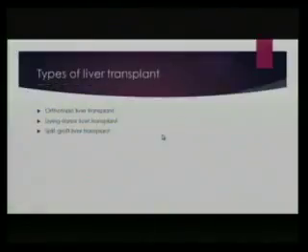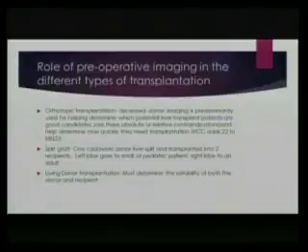Okay, types: orthotopic liver transplant, living donor liver transplant, and split graft liver transplant. The orthotopic and split graft are both cadaveric, so these are both organs from dead folks, and the living donor is usually a friend or relative who wants to help out their friend or relative by giving them a portion of their liver.